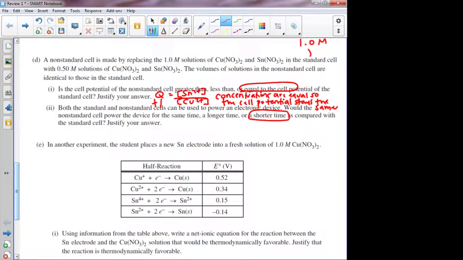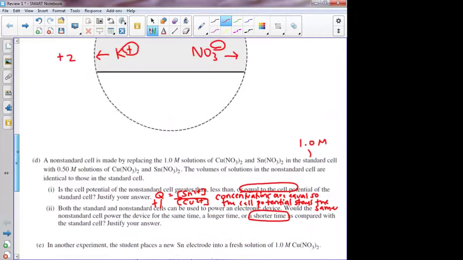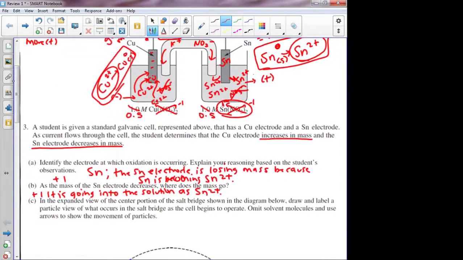Okay. Remember, where am I getting my voltage from? From my electrons flowing and my ions moving around, correct? Right? When I changed it to 0.5 molar, that means I've got less what? I've got less copper ions here, right? So what's going to happen when I run out of copper ions? The cell's going to stop, right? My E naught is going to reach 0.